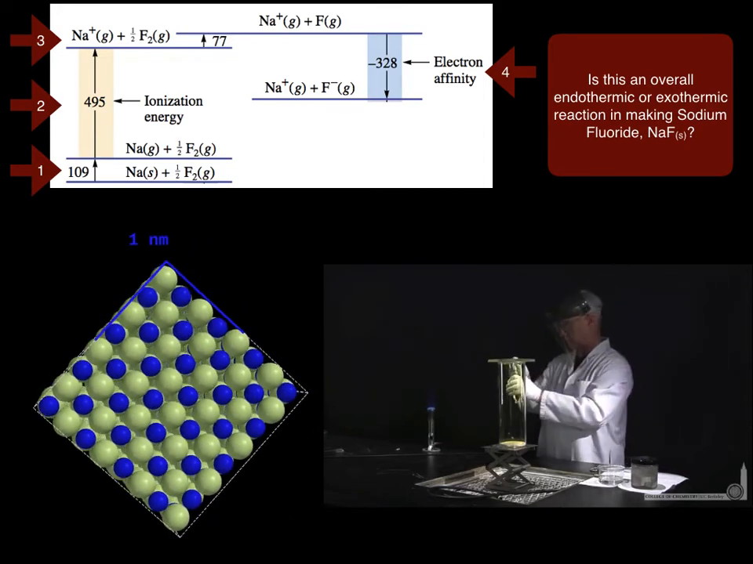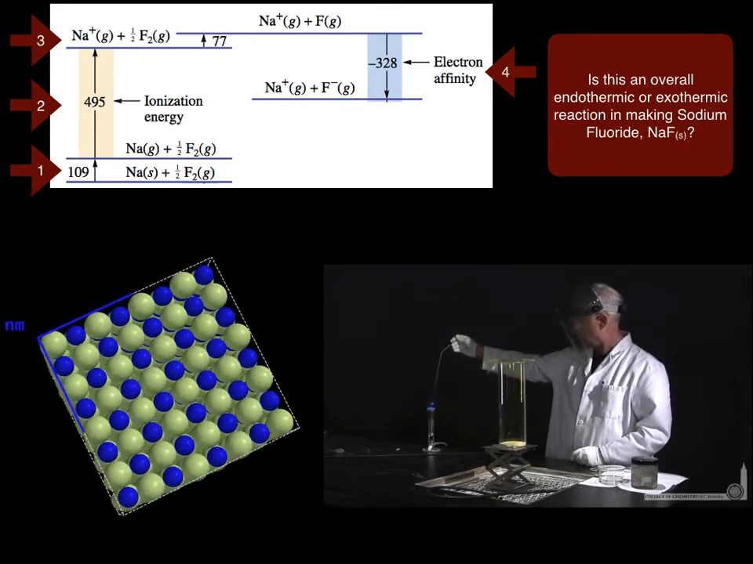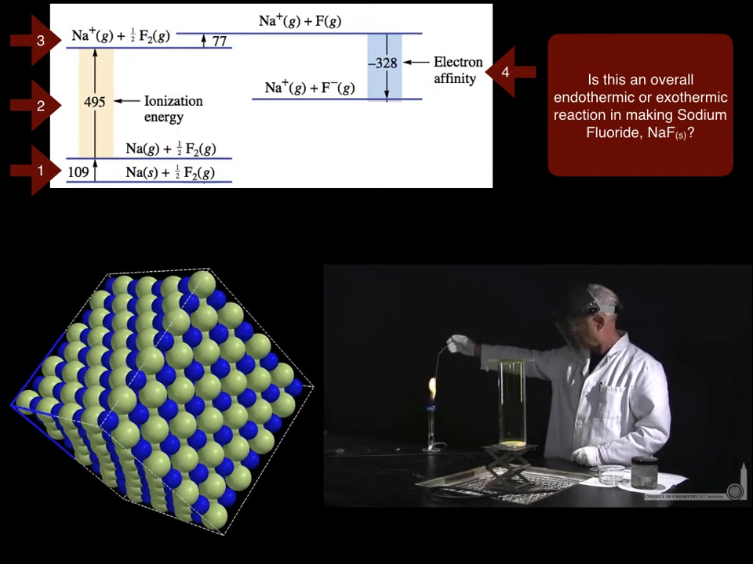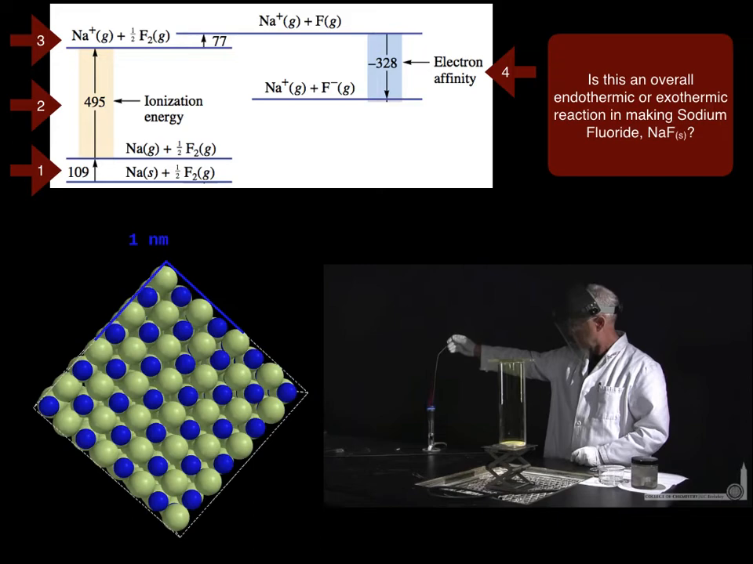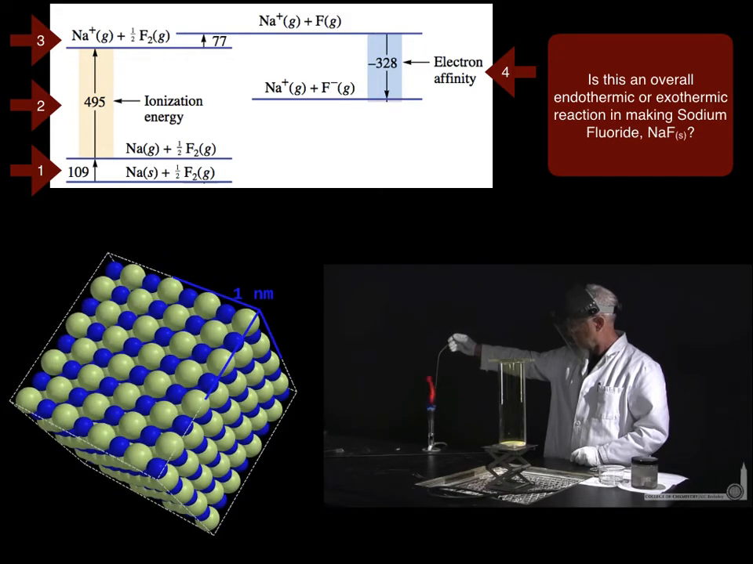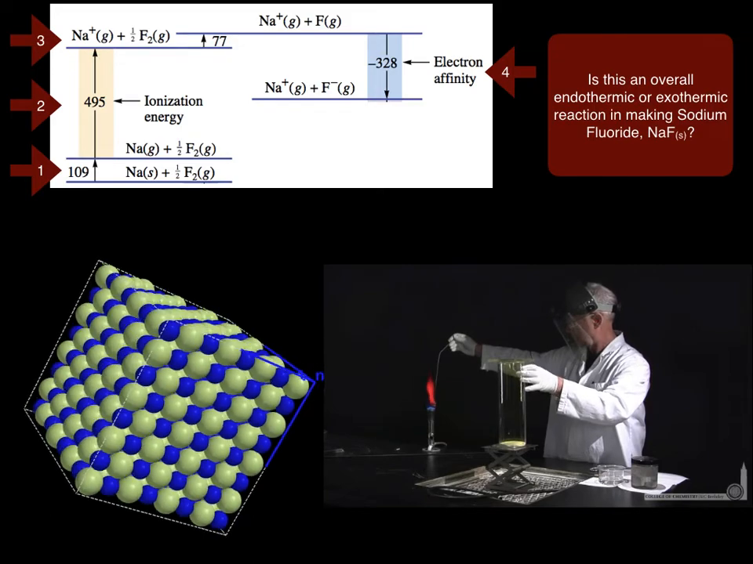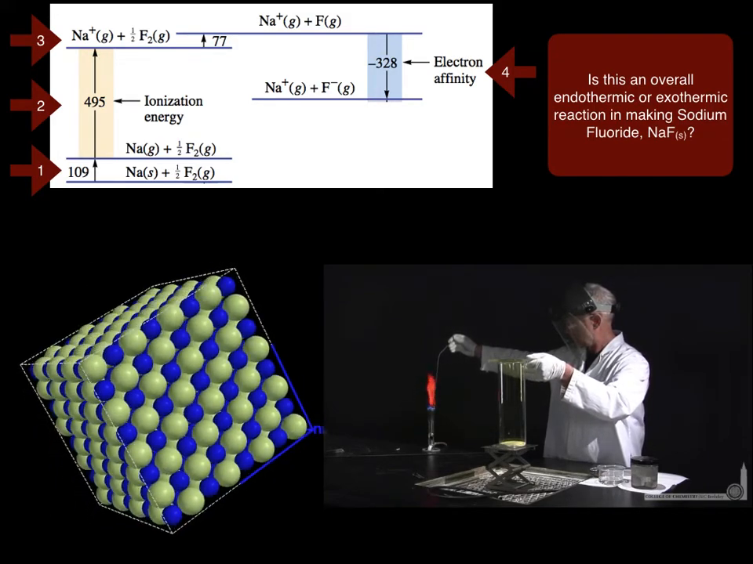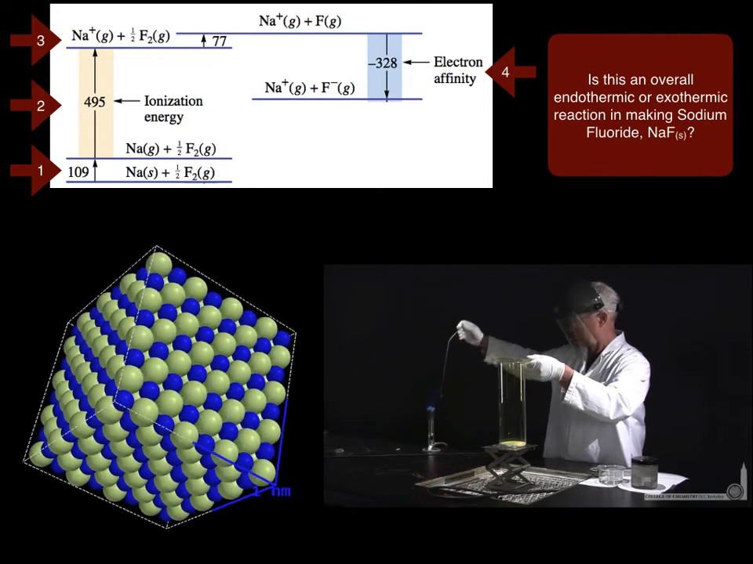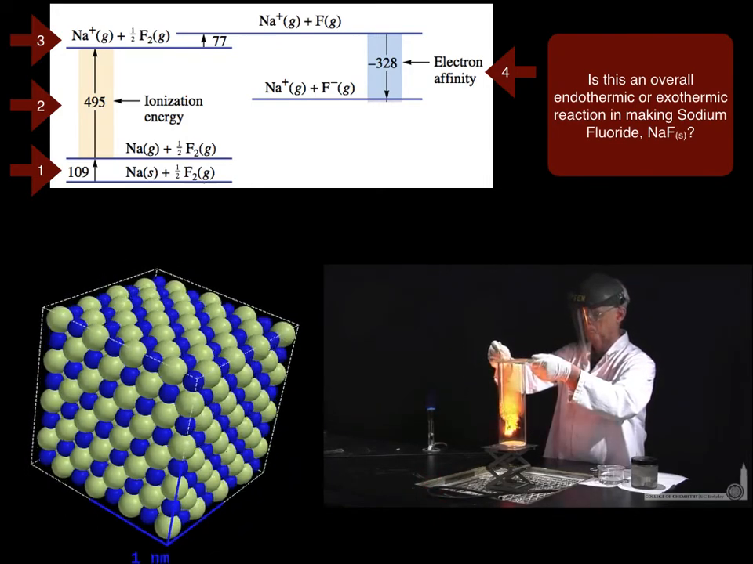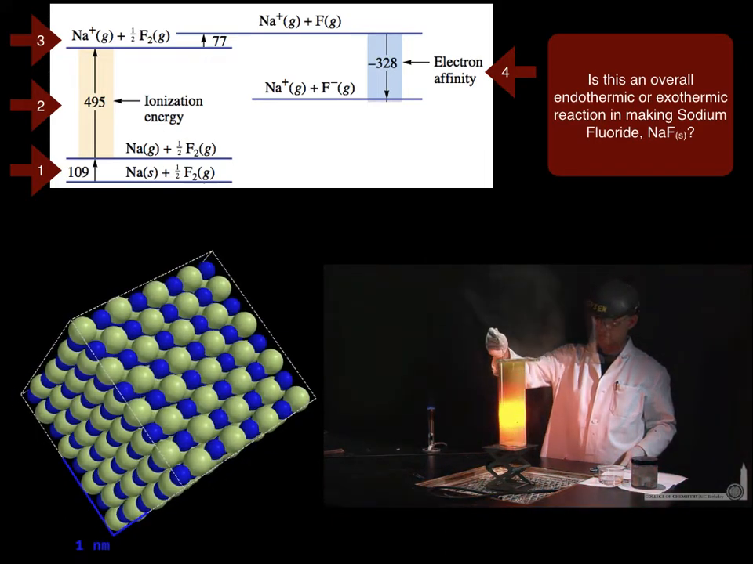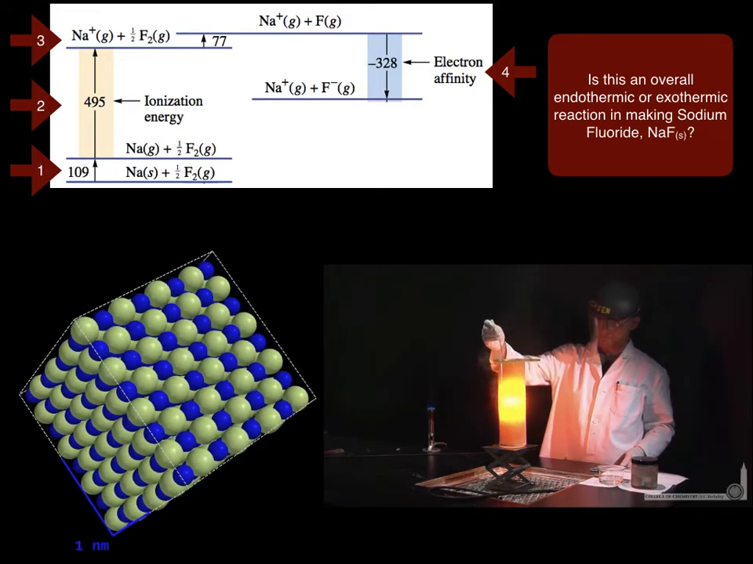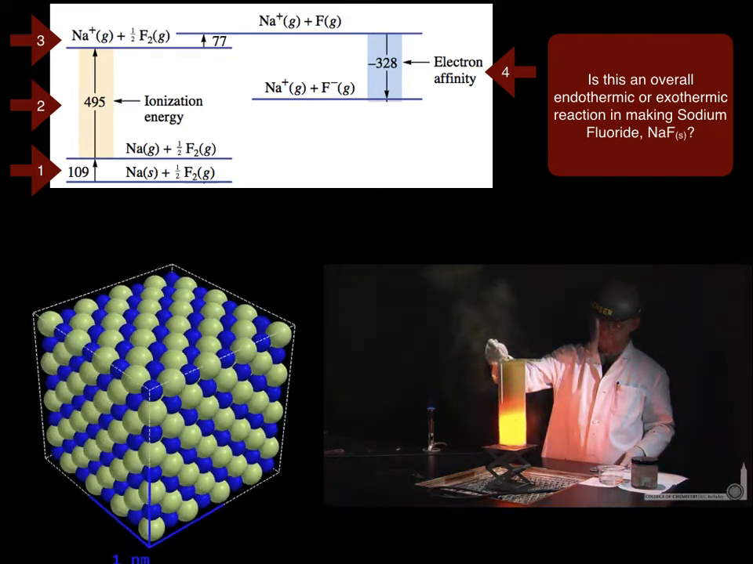The second movement is to ionize the sodium atom in order to lose the only valence electron it has, its first ionization energy, costing a positive 495 kilojoules per mole. Third, we break half a mole of F2 gas in order to make 1 mole of atomized fluorine, another positive 77 kilojoules per mole. Notice that up to this point, all the movements have been endothermic. The fourth movement is to add an electron to the fluorine atom, its electron affinity, which results in a change of negative 328 kilojoules per mole.